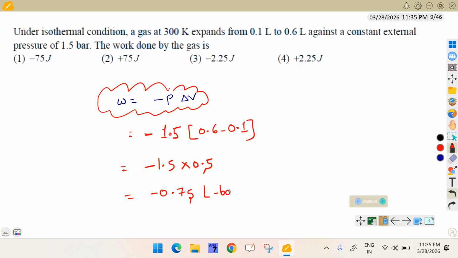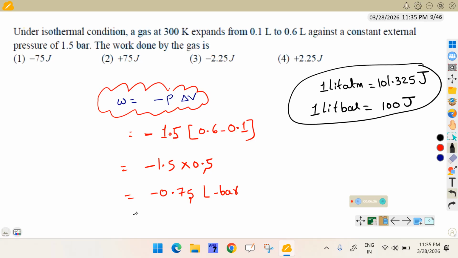liter bar. We know that 1 liter atmosphere is equal to 101.325 joules. 1 liter bar is equal to 100 joules. So minus 0.75 into 100 joules equals minus 75 joules. First option is the correct option.